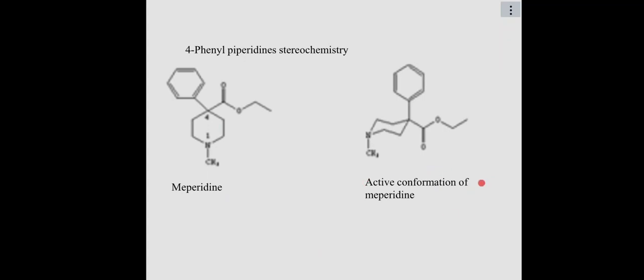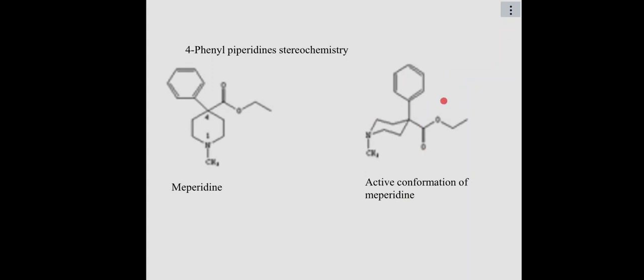This is our active conformer of the meperidine, where we have categorically said that the phenyl group should carry the axial orientation, or the vertical orientation. And of course, you can see a piperidine ring is able to have the chair conformer. And the chair conformer has better interaction with the receptor than the boat conformer. So this is just showing us the conformation of meperidine or pethidine for maximum activity.